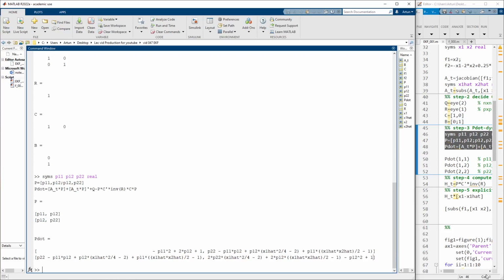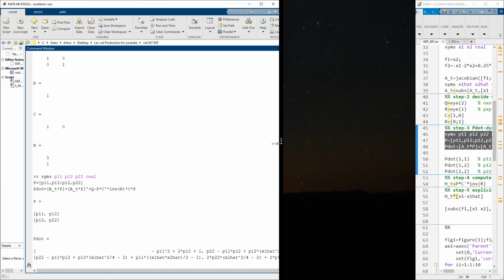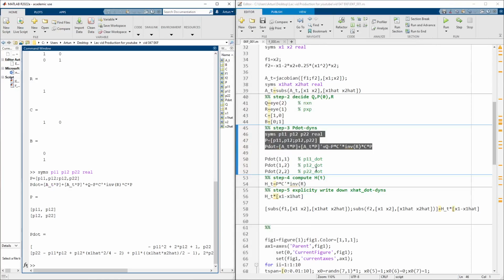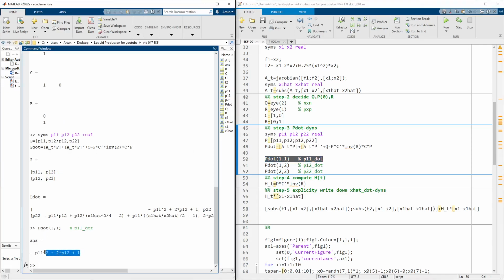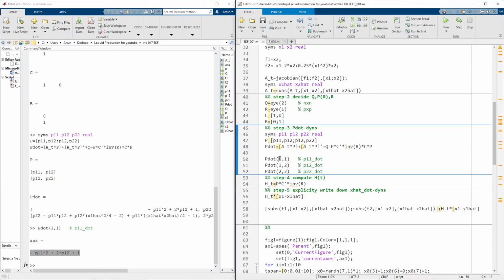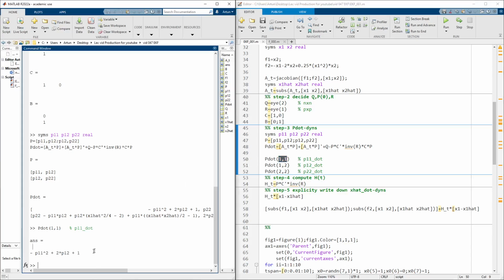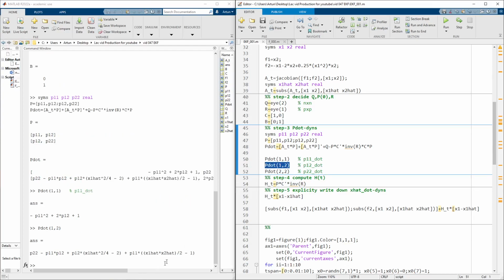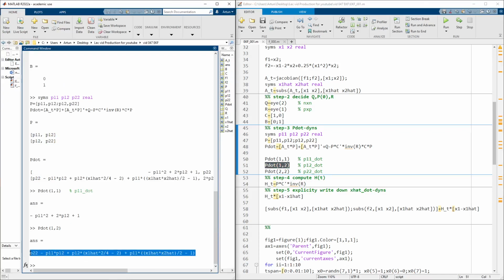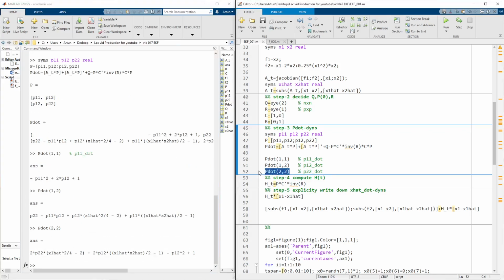All right, let's try to, where's the cursor? Okay, so by the way, you can just get the first row, first column of this P dot matrix, and this symbolic expression is basically the P11 dot. Again, you can do the same for P12 and P22. You can just display them. Let's display P12 dot. This is basically the P12 dynamics. And this is P22.